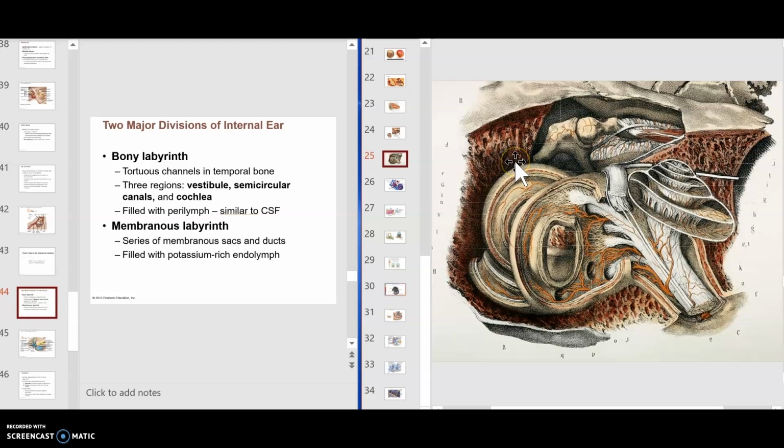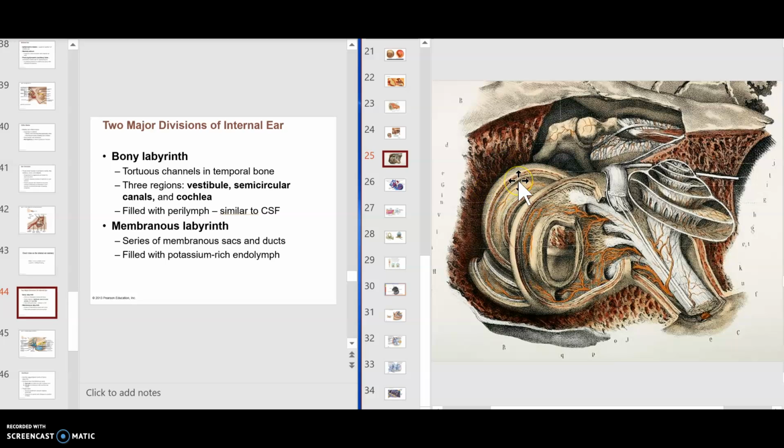Now, when the head vibrates and motion occurs and various things of that nature, that fluid moves, the perilymph does. And it's the movement of that fluid that can signal changes in body position and acceleration. That's the perilymph. Okay?